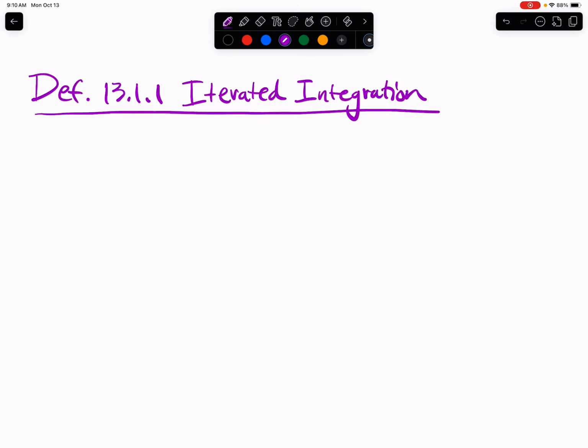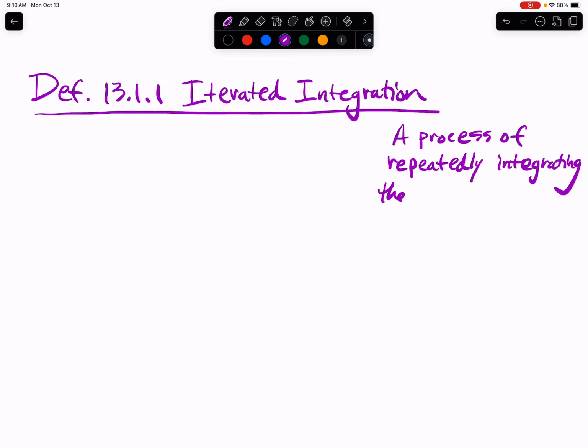So in this video, we'll talk about iterated integration. So what is this? This is a process of repeatedly integrating the results of previous integrations. All right.